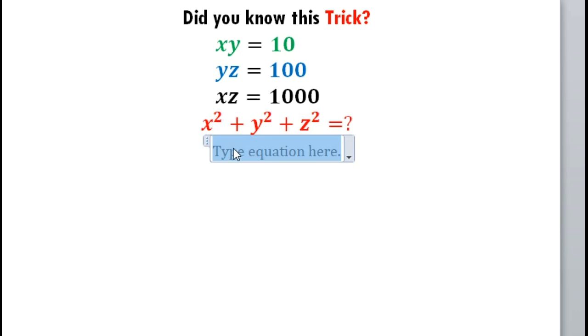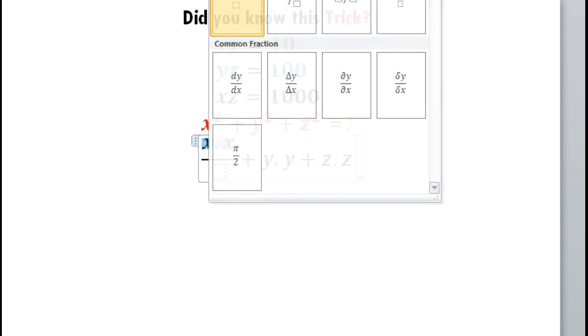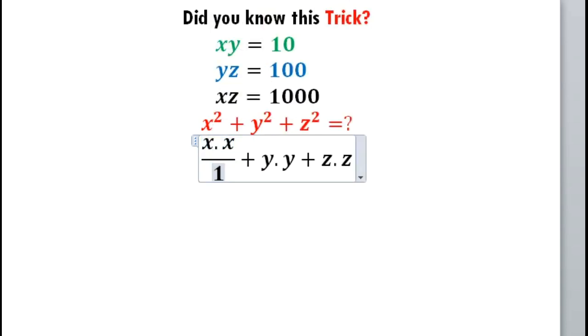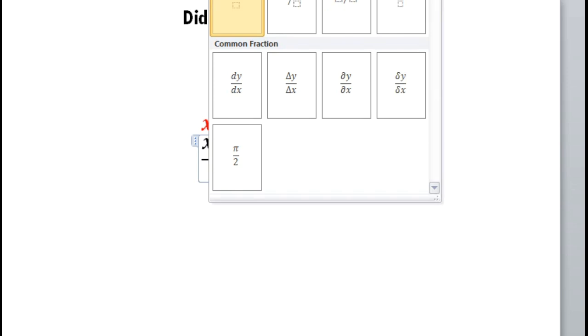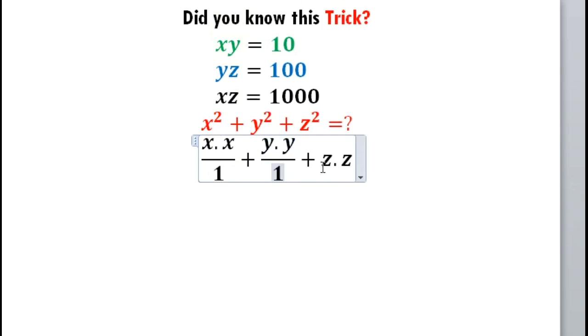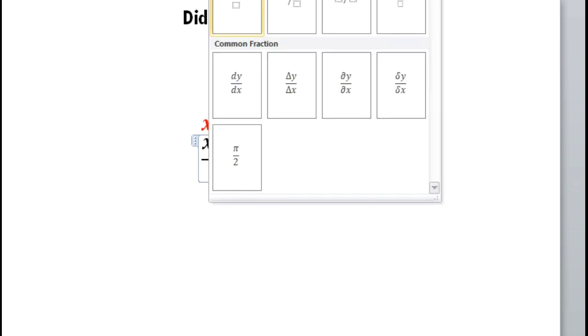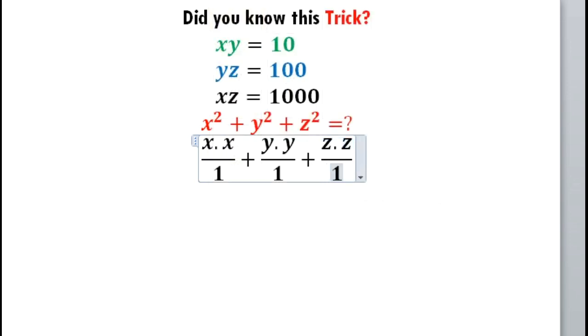x squared we can write as x times x. Then it is plus y squared, which can be written as y times y. Then it is plus z squared, which can be written as z times z. Now, x times x can be expressed as a fraction as x times x over 1. Then y times y can be expressed as y times y over 1. Then z times z can be expressed as z times z over 1.